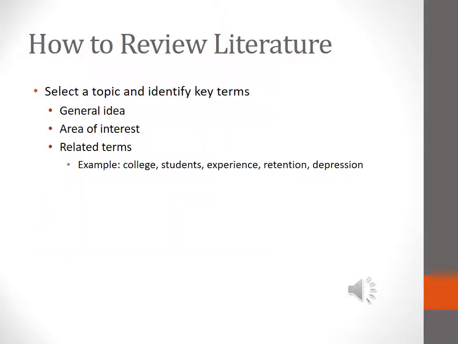So the first step is you want to select a topic and identify key terms. The first thing that you want to have is a general idea of what topic or area you're looking for. And then you want to search related terms. For example, you may want to look at college students' experience, retention, or even depression. If you're in counseling, you may want to look at depression and maybe a specific method like cognitive behavioral therapy in reducing depression. So look at those topics and identify key terms to be able to input into your search.